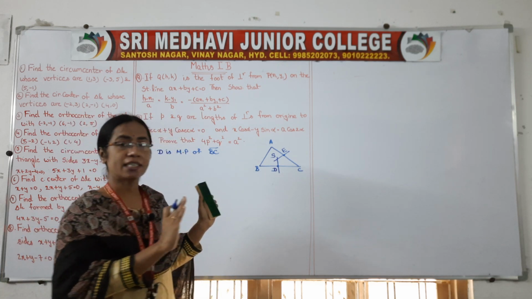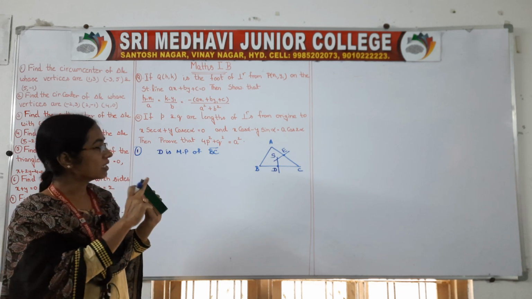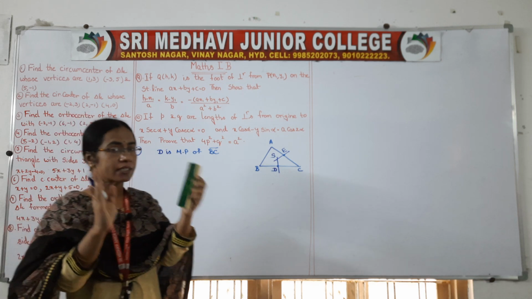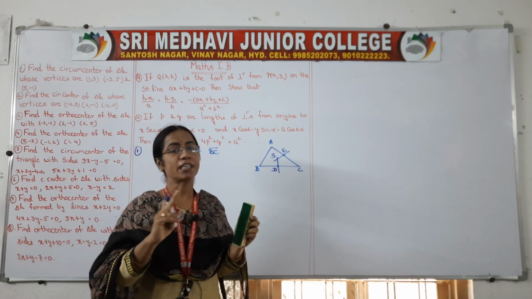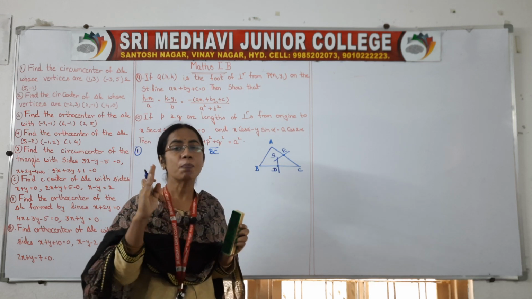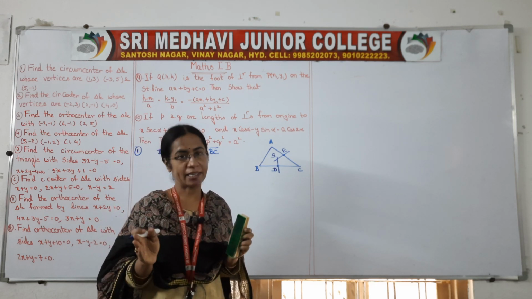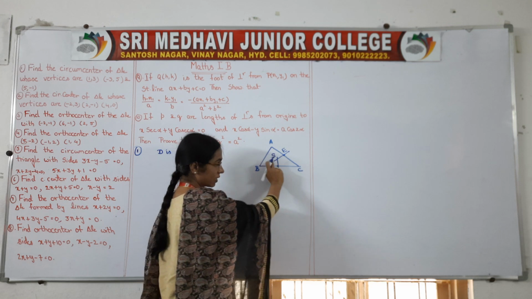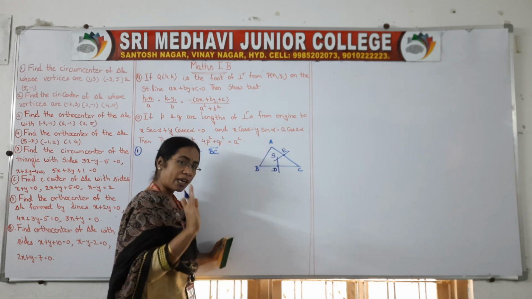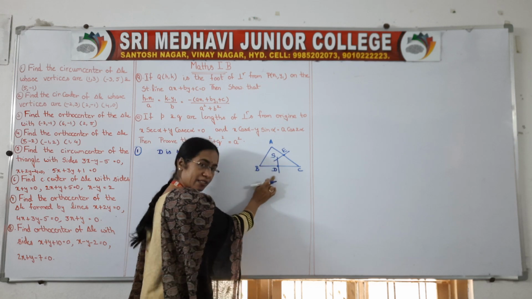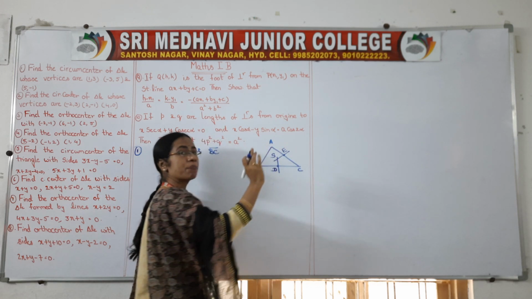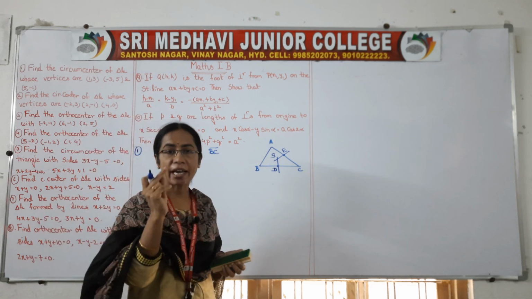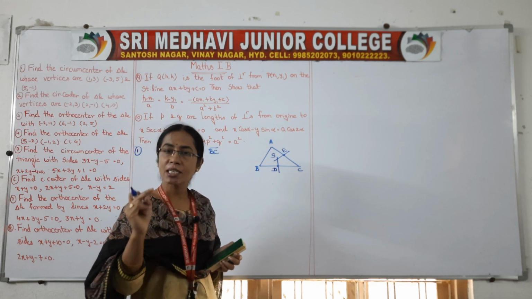Once again, there is a triangle ABC whose three vertices A, B, C are given to you. Find the circumcenter, which means the point of intersection of the perpendicular bisectors of the sides of the triangle. This is one perpendicular bisector, this is another. The aim is to find the equation of SD and the equation of SE. Solve the two equations by the cross multiplication method, then you will get S, which is nothing but the circumcenter.